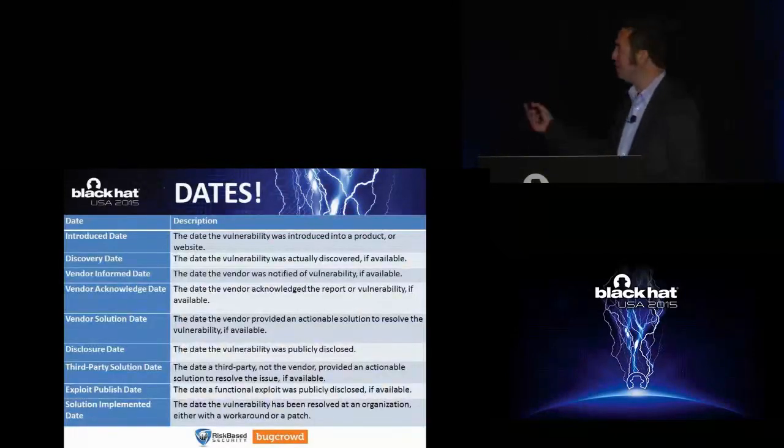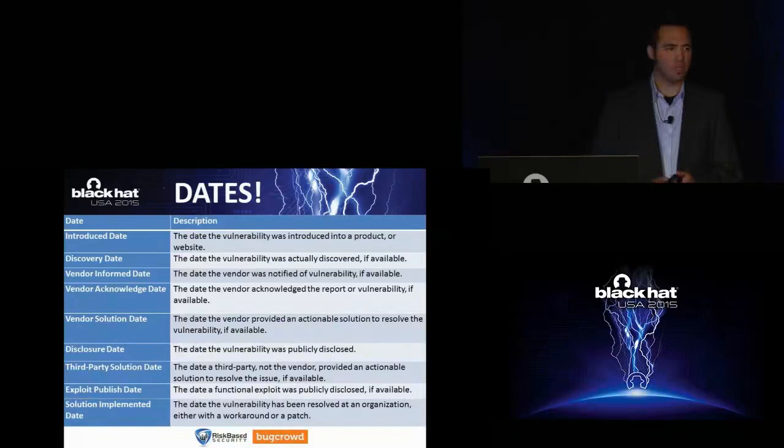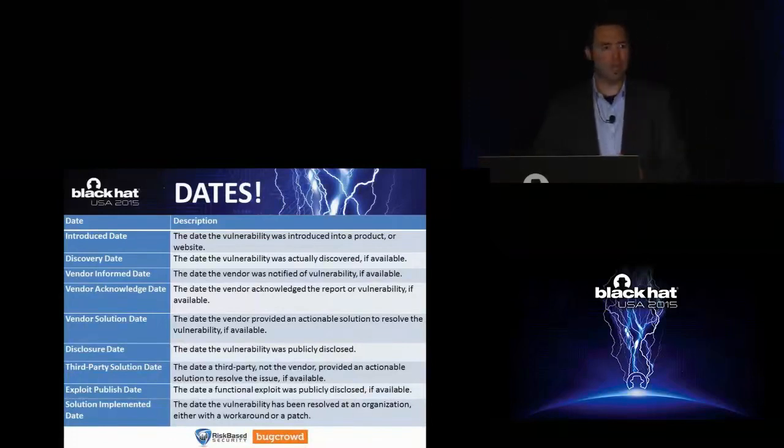So, dates. There are nine dates right now that are part of the V10 framework, but there's already another one being argued that needs to be added, which is fine. This is meant to be a living framework. Think about it quickly. A vulnerability is introduced at some point in time. A vulnerability is discovered at some point in time. A vendor is informed at some point in time about it, and then at some point later they respond.